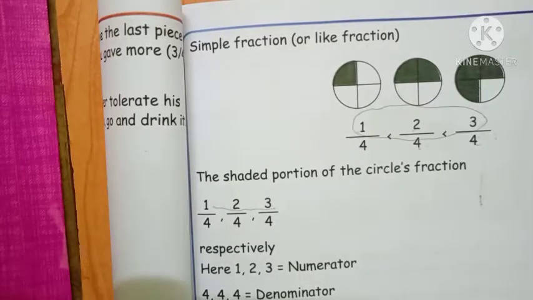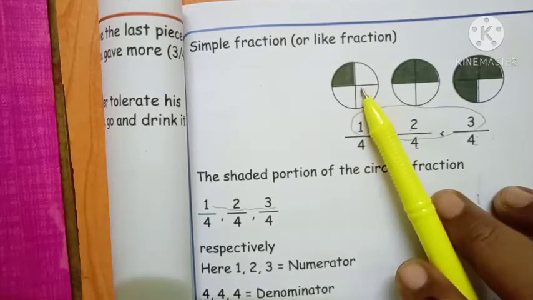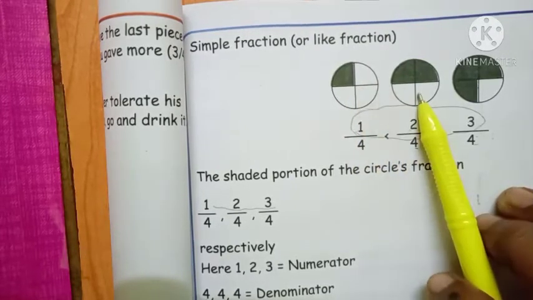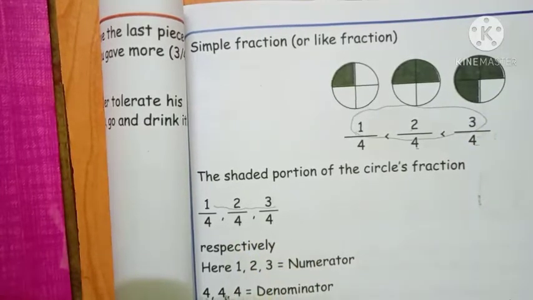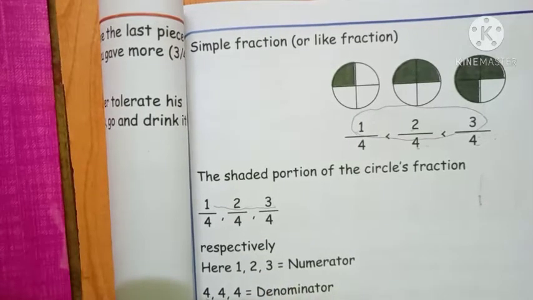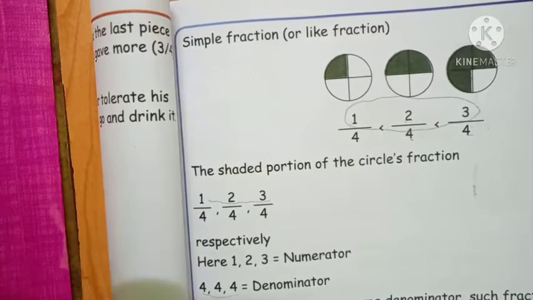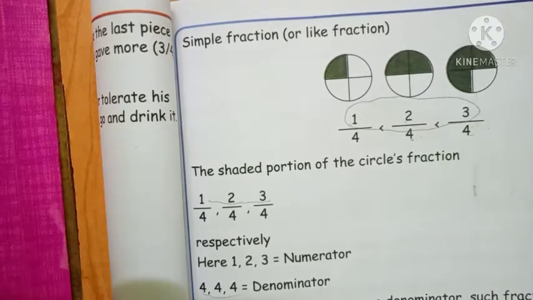Next one, an example I give to you. Here a bread piece is taken. This one looks like bread. So here 1 divided by 4, 2 divided by 4, 3 divided by 4. The denominator 4 is the same, and only the numerator changed: 1, 2, 3. So which one is bigger? Here you can see 3 divided by 4 is bigger. The same method is applied.